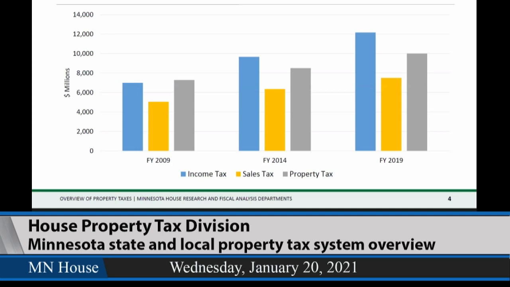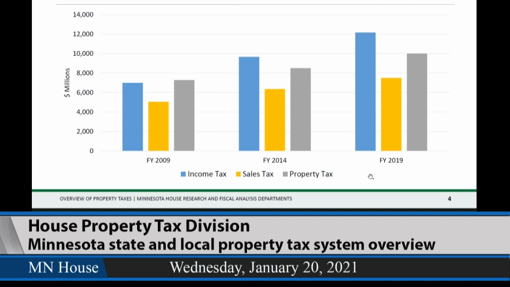So how are state and local tax collections changing over time? A quick measure is to look back at income, sales, and property taxes over the last 10 years. The bar graph here shows revenues from each of these big 3 taxes for fiscal years 2009, 2014, and 2019.